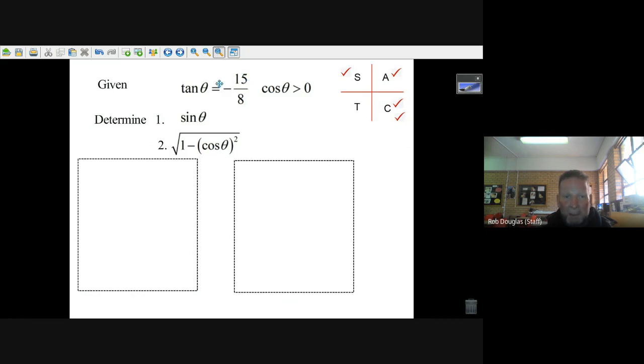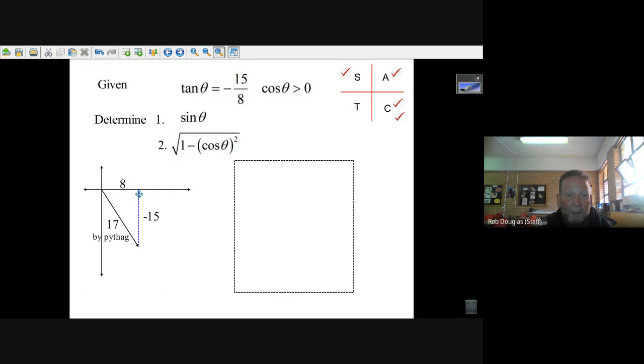Now this is telling me tangent is opposite over adjacent. I know that in the triangle, the opposite side is 15 and the adjacent side is 8. But because it's in this fourth quadrant, opposite over adjacent, 15 over 8, I know I'm going down here, so this must be negative 15. You just use Pythagoras, 8 squared plus negative 15 squared, add them together, take the square root, and it's 17. And write down by Pythagoras.